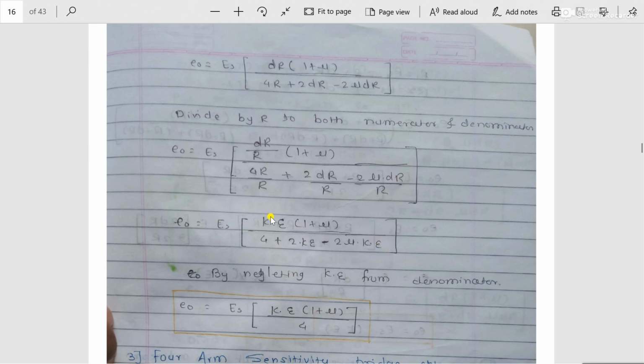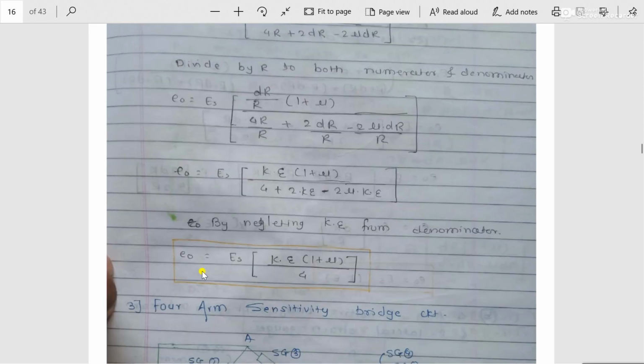That means at the numerator also k into epsilon is present, as well as at the denominator also the k into epsilon term is present. But as we know, whatever k into epsilon terms are present at the denominator, we have to neglect all of them along with their multiplying factor. So here at the denominator 2 times k into epsilon is present, so by neglecting this from the denominator, I will get the final equation E0 is equal to Es in bracket k into epsilon in bracket 1 plus mu divided by 4.